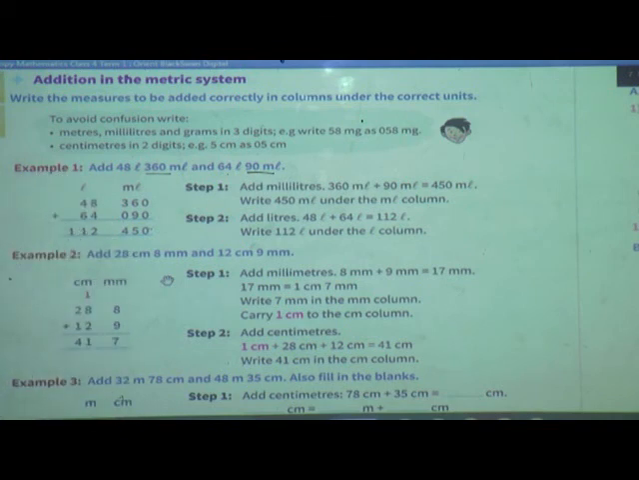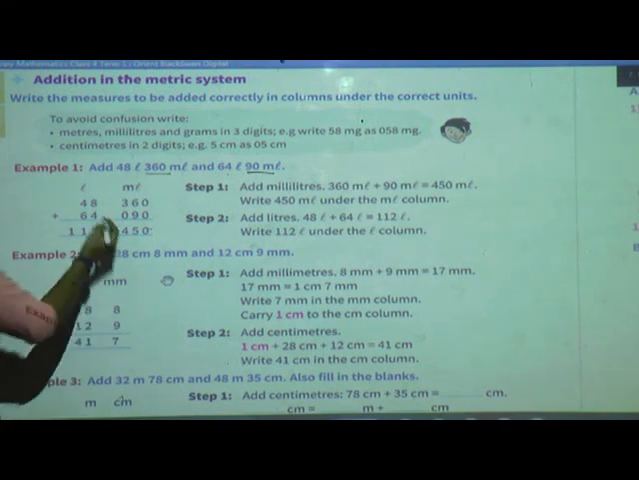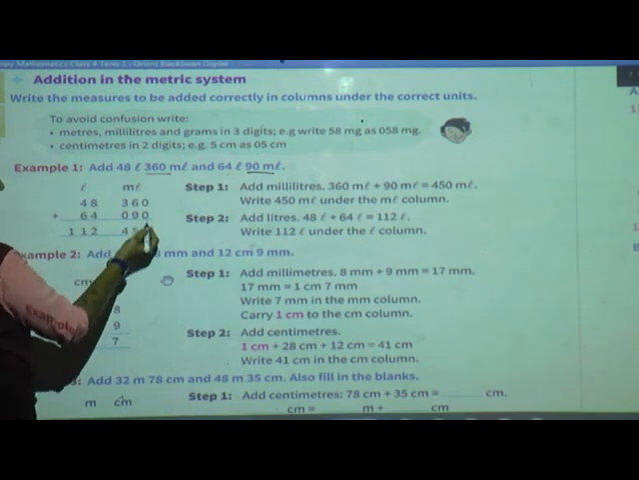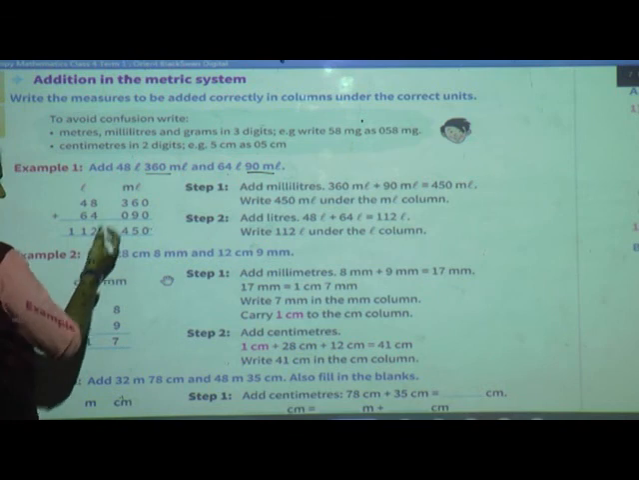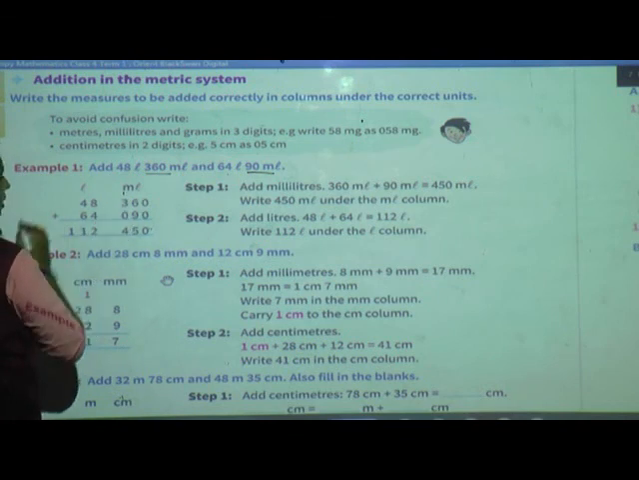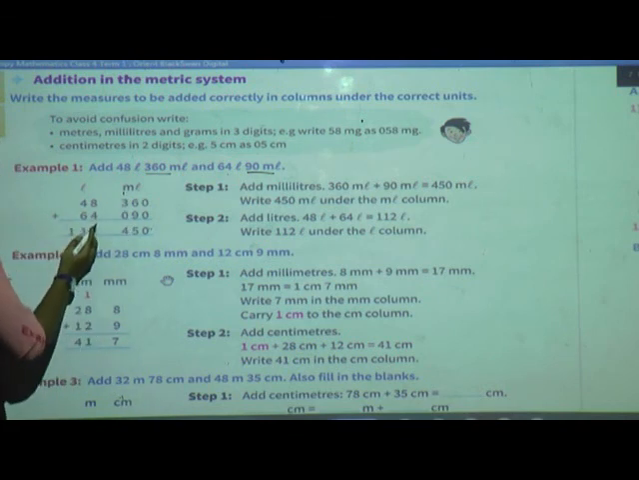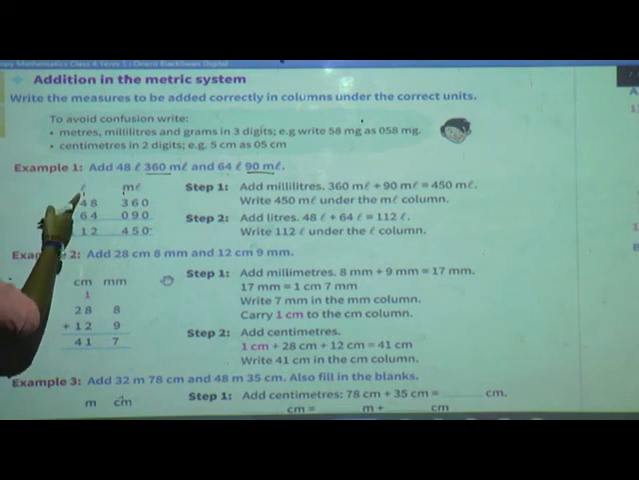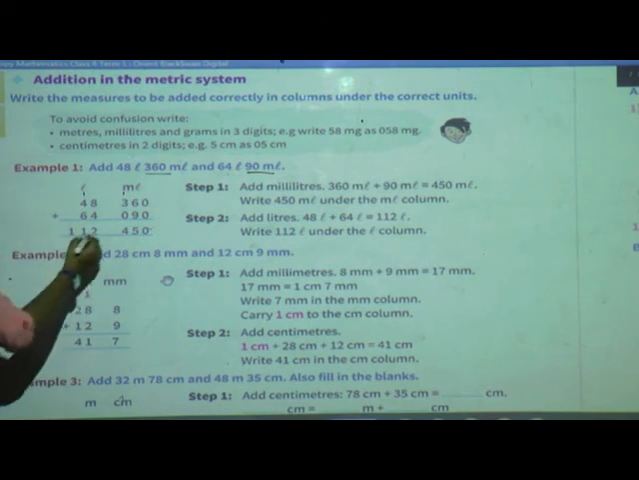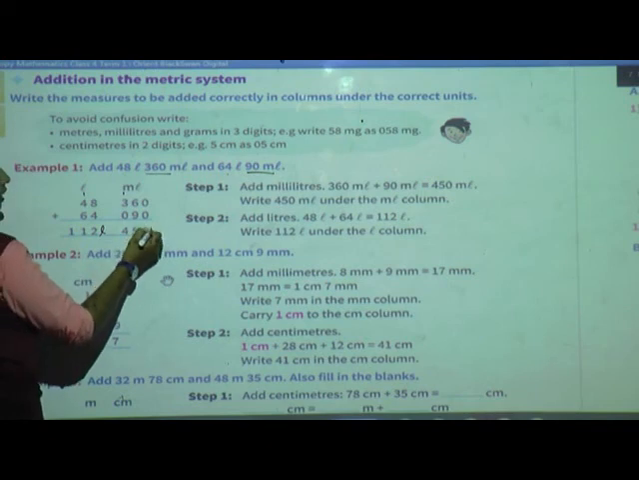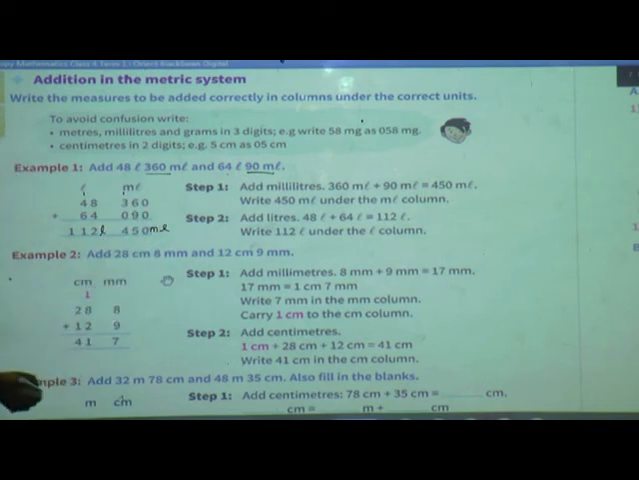Yes, very good. So we write in this way. 0 plus 0 is 0, 6 plus 9 is 15, carry 1, 3 plus 1 is 4, 8 plus 4 is 12, carry 1, 1 plus 4 is 5, 5 plus 6 is 11. So the answer is 112 liters and 450 milliliters. Clear? Understood? Now we will see the second example.